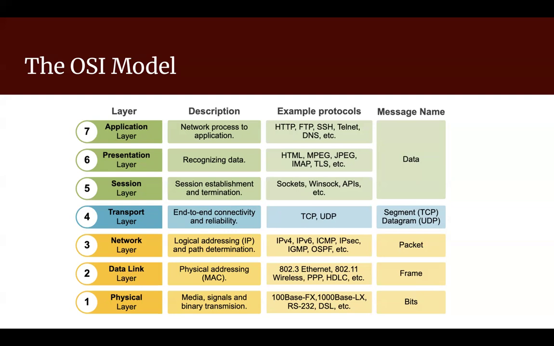So let's go through it quickly from top to bottom. At the very top, we have the application layer. This is what users directly interact with. Example, your web browsers, email software, messaging apps, and so on. It's where communication begins and ends from a user's point of view.